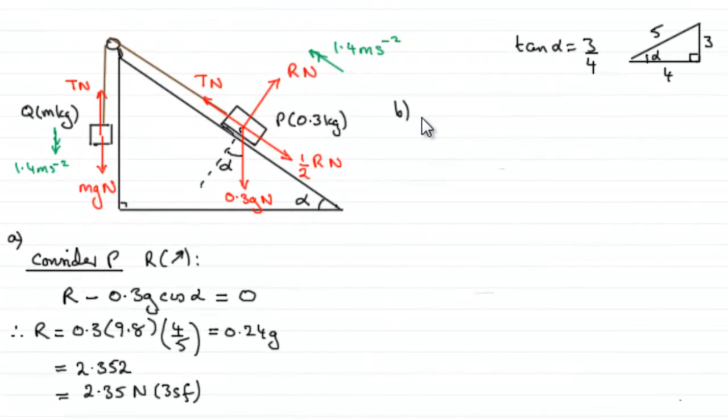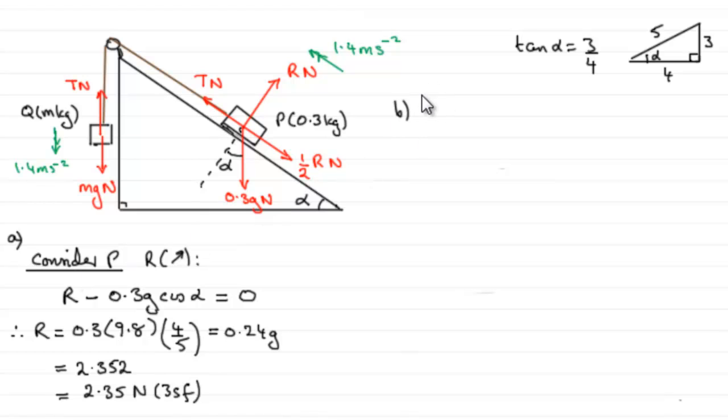Now in part B, what we've got to do is find what m is, the mass m of Q. To do that, I'm eventually going to need to consider Q by resolving downwards in the direction of motion. But that involves knowing what T is. So we have to turn to P now in order to get T. We need to consider resolving up the plane in the direction of motion of P. So that's basically where we start.